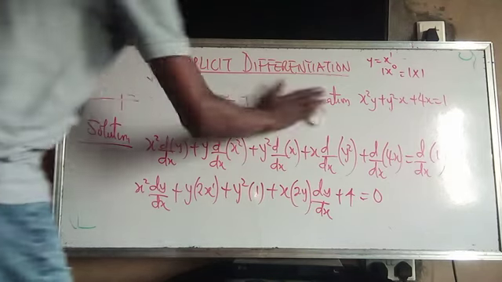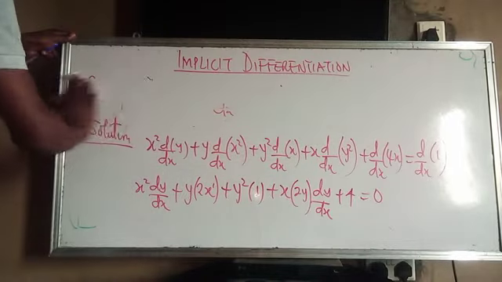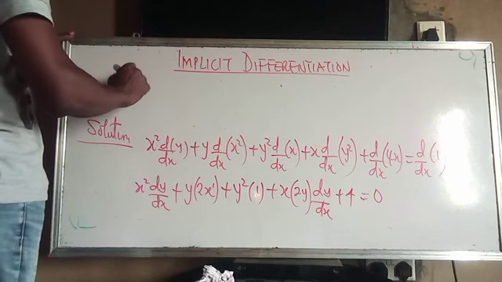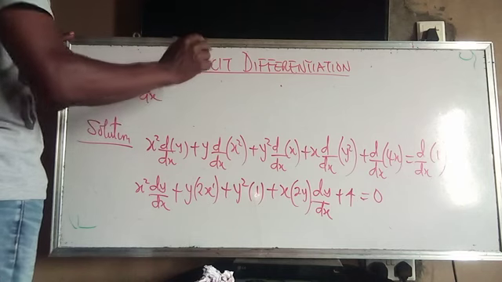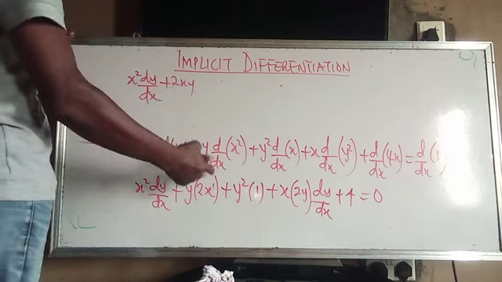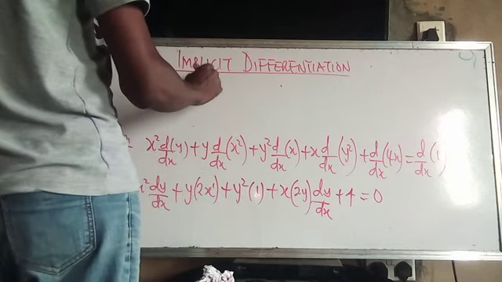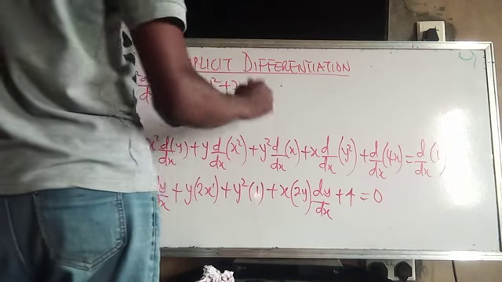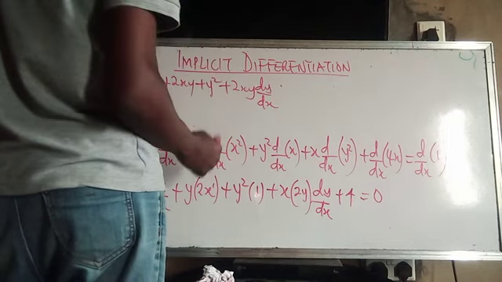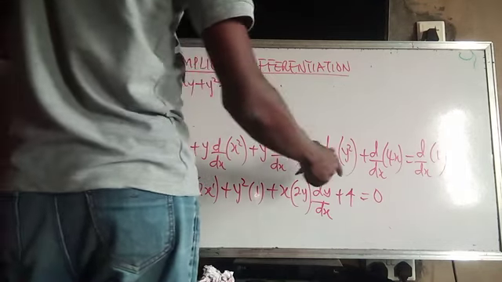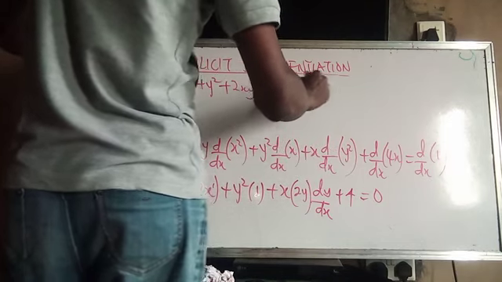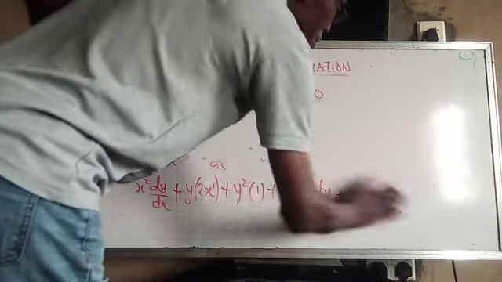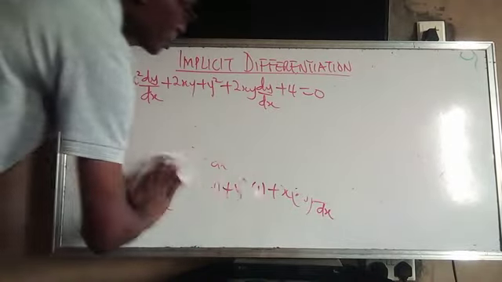Now let's finalize it. To finalize this, we expand: x squared dy/dx plus 2xy, yes, because 2x times y is 2xy, plus y squared plus 2xy as well, dy/dx, that is this, then plus 4 equals 0. Okay, now let's collect like terms and see what happens.